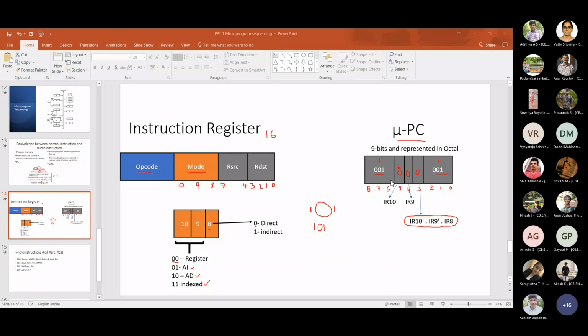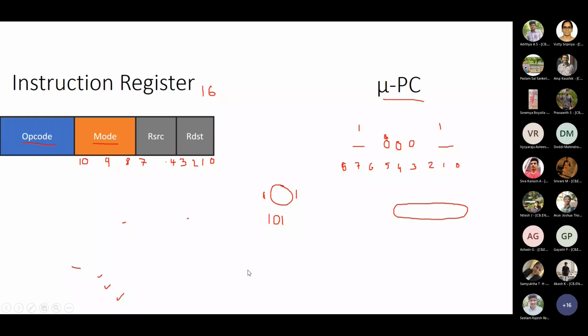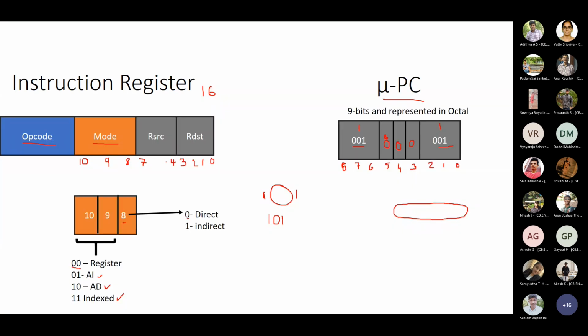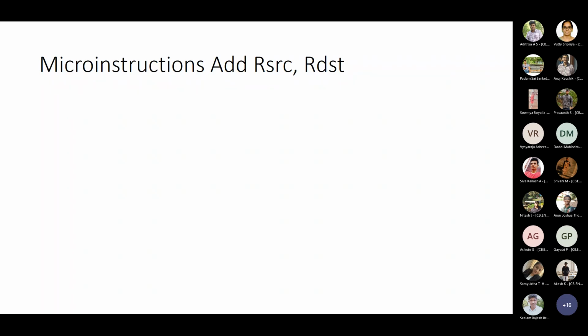Because this is very important. If you are clear with this, next section will be very easy for you. Okay, I don't see any raise of hands, so I'm assuming that it is clear. Okay. So we will move on to how to write the micro instruction.